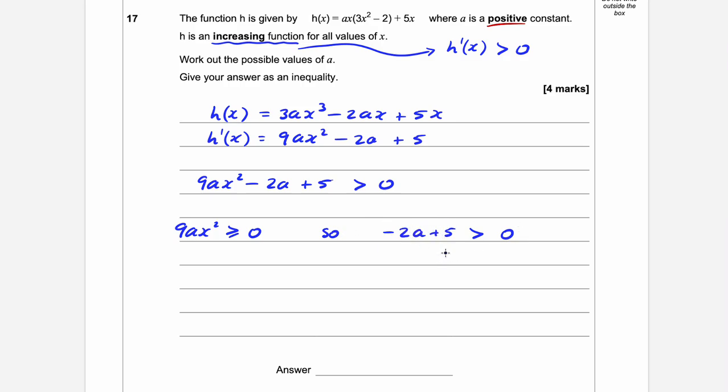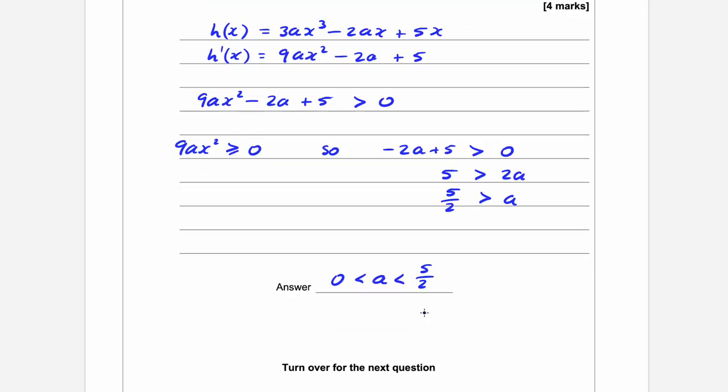Now that's kind of complicated to get your head around, but that's what's happening. Then I'll say, okay, add the 2a over here. So 2a has to be less than 5, which means a is less than 5 over 2. So the possible values of a must be less than 5 over 2, and a is positive, so it has to be bigger than 0 as well. So there we go, that's the answer.